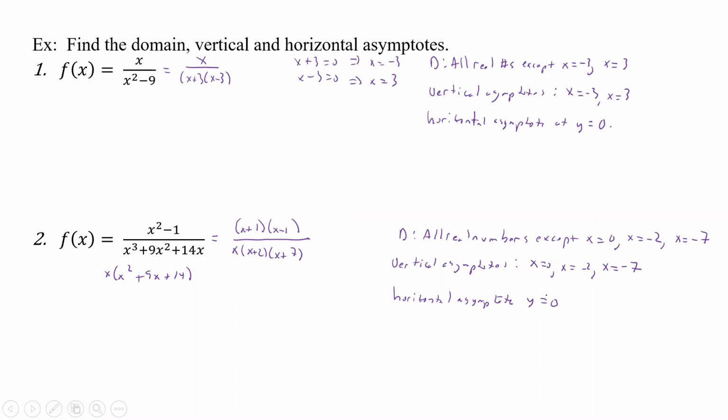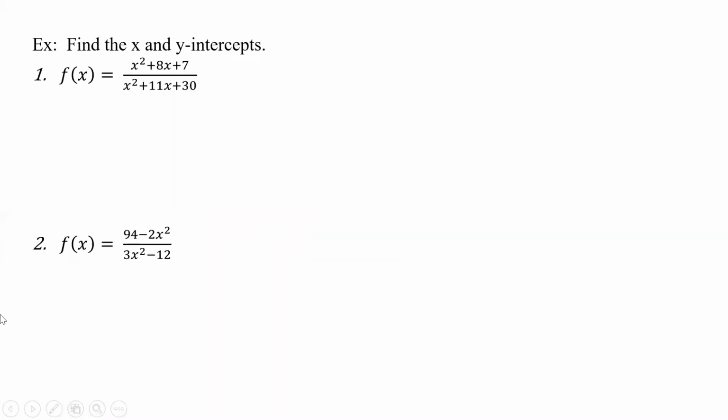Okay. So again, if it had been the other way around, if it had been 3 on the top, 2 on the bottom, you would have just divided. And if they'd been equal, then the coefficients would have determined our horizontal asymptote. All right. The next thing we need to do is look at finding x and y intercepts.